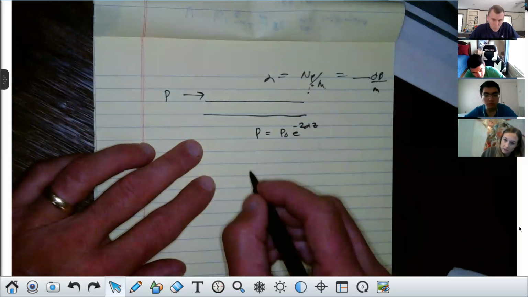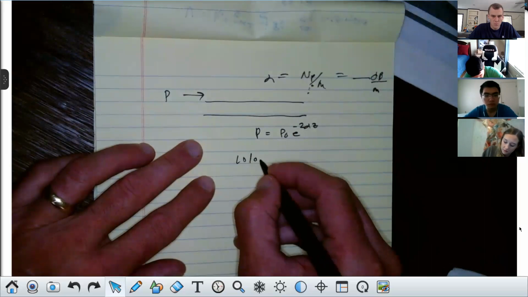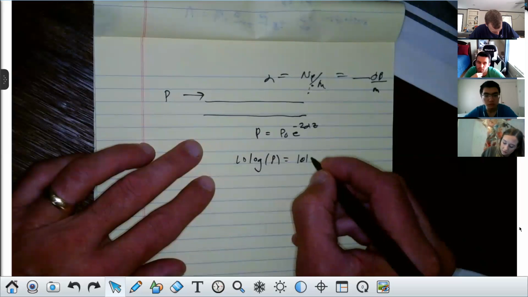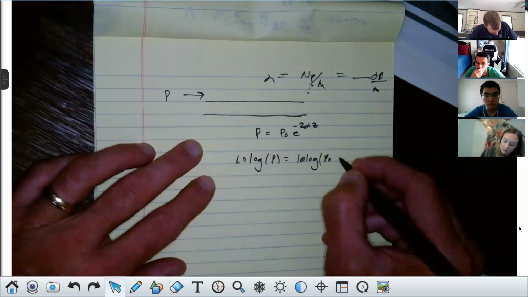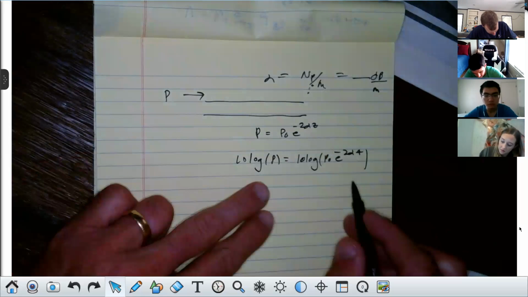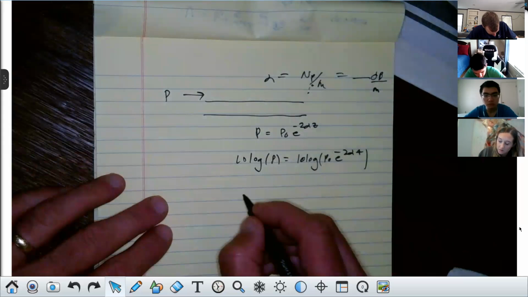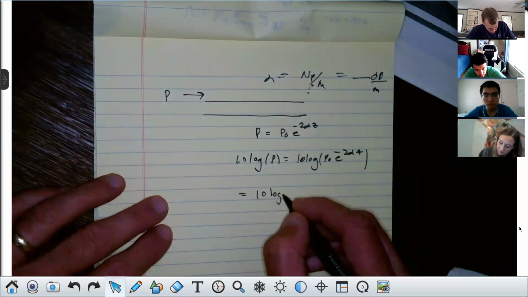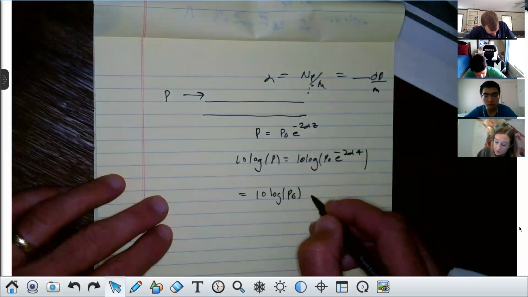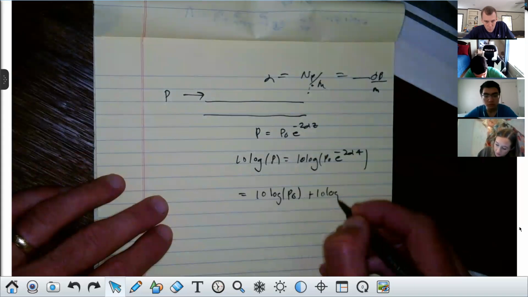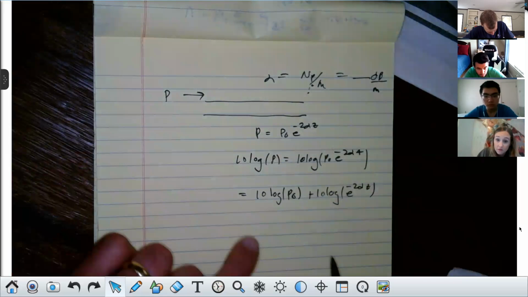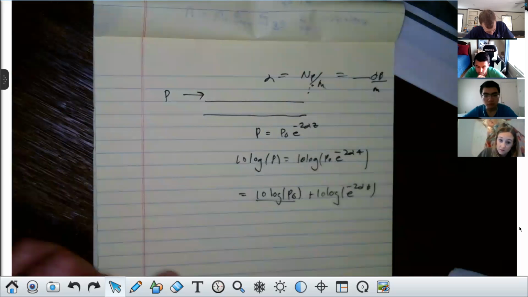But if I take 10 times the log of the power right here, that would be 10 times the log of P0 e to the minus 2 alpha z. Then that's equal to 10 log of P0, and then you have plus 10 times log of e to the minus 2 alpha z. Now, this first term is a constant. This would be power in dB.